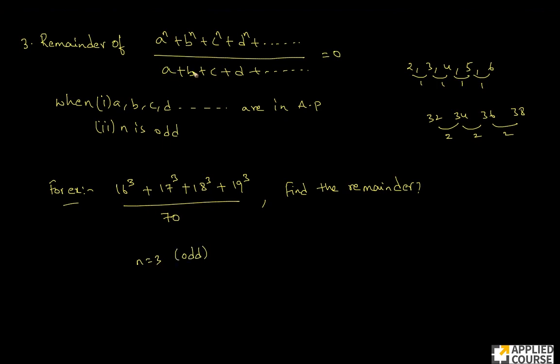What is the third thing? It should be in this form, but we have here 17. Now count these numbers. So a equal to 16, b equal to 17, c equal to 18 and d equal to 19. Now count a plus b plus c plus d. 16 plus 17, 33. 33 plus 18, 51. 51 plus 19, 70. So it is satisfied and it is in the shape of this expression. So n is odd and these numbers are in AP. So the remainder is 0. Understood? Good.